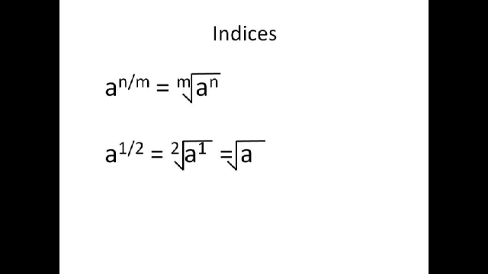When you get indices that are fractions, it starts to get interesting. If you see a fraction, this means some rooting. Square rooting, cube rooting, whatever rooting to whatever power. It's really exciting. So if you've got a to the n over m, you'll do a to the n, and then you'll root it to the m.